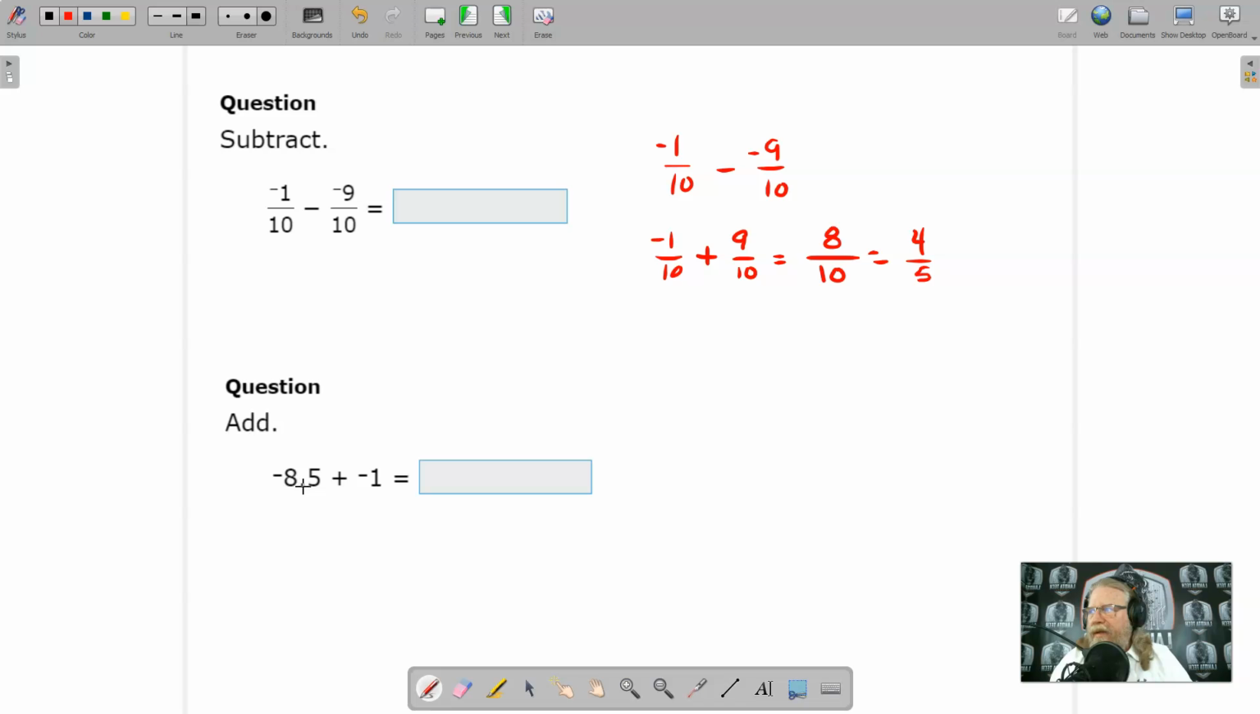So we have negative 8.5 plus negative 1. So let's go ahead and do that. Actually, let's think of it this way. They're both negative, right? And we're adding them together. So what do we learn? If we add two negatives together, then the answer is going to be negative. And since they are the same sign, we'll just simply add them together. So 8.5 plus 1 is going to be 9.5. So our answer is going to be negative 9.5.